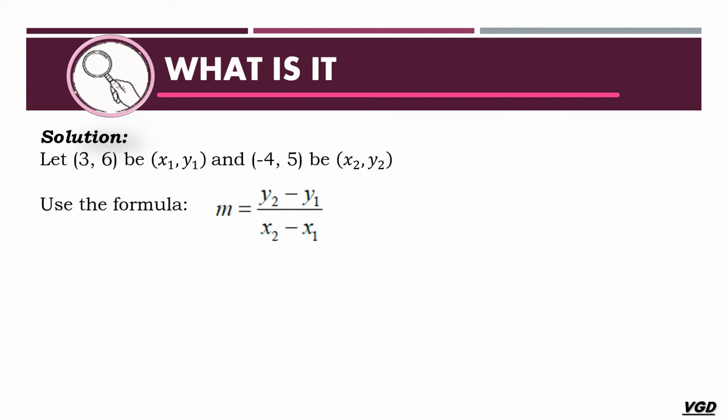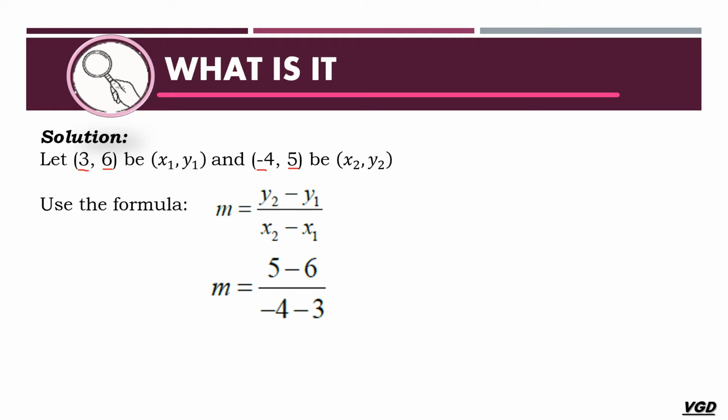And we just have to substitute the values of x sub 1 and y sub 1, x sub 2 and y sub 2. So we will have positive 5 as our y sub 2, positive 6 as our y sub 1, so minus is our operation. For our x sub 2, we have here negative 4, and our x sub 1, we have here 3. So we have m is equal to 5 minus 6 over negative 4 minus 3.